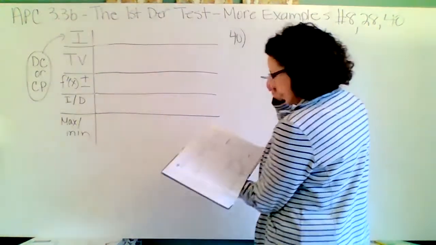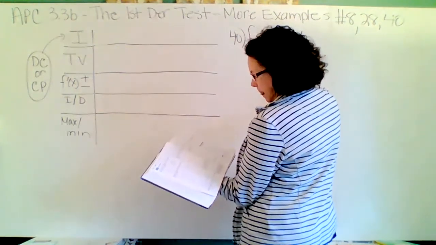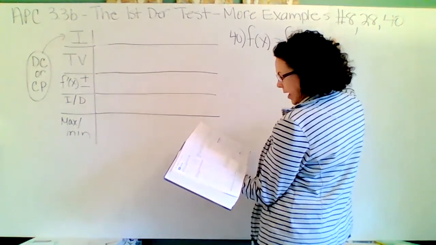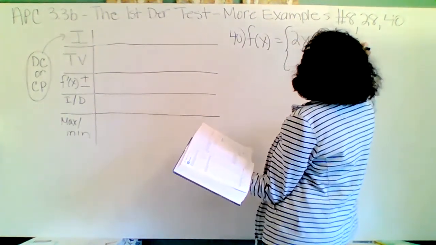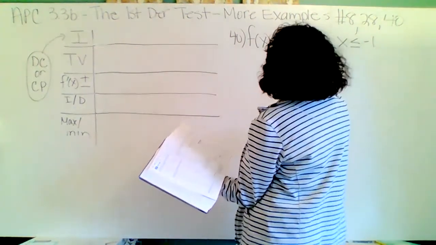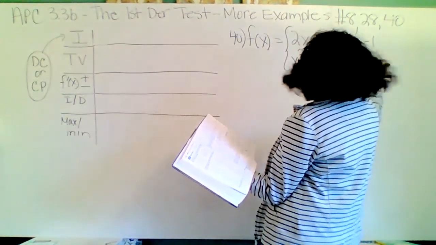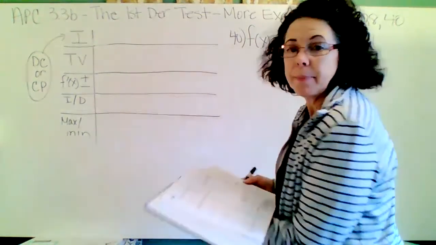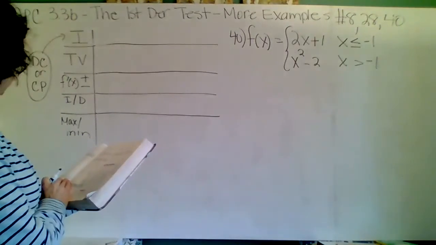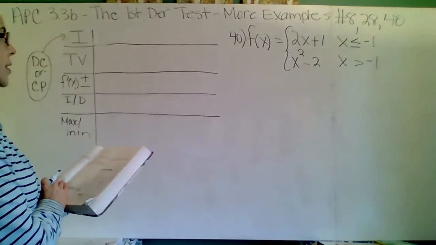Okay, so let's see. On number 40, they have f of x equals 2x plus 1. And that is for x less than or equal to -1. And they have x squared minus 2 for x greater than -1. Okay, I'm just going to step back, make sure that I wrote it okay. Let's see. 2x plus 1, x less than or equal to -1, good, x squared minus 2 for x greater than -1.